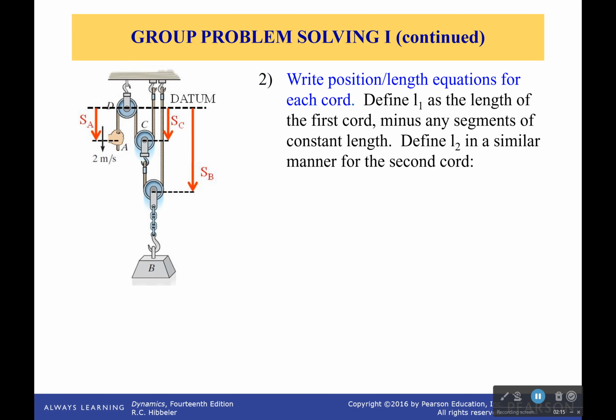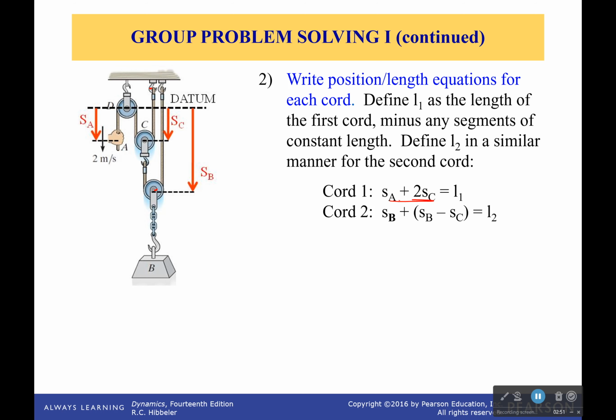Okay, now we're going to have to write those position and length equations for each chord. We've got 2 chords, one that goes all the way from A over D, under C, and then up to the ceiling. And we have one from right here, which goes from pulley B up to pulley C and then all the way up to the ceiling. We ignore all the little pieces that are underneath or on top of pulleys because those don't change. If we look around, are there any other links that don't change? It does not look like there are.